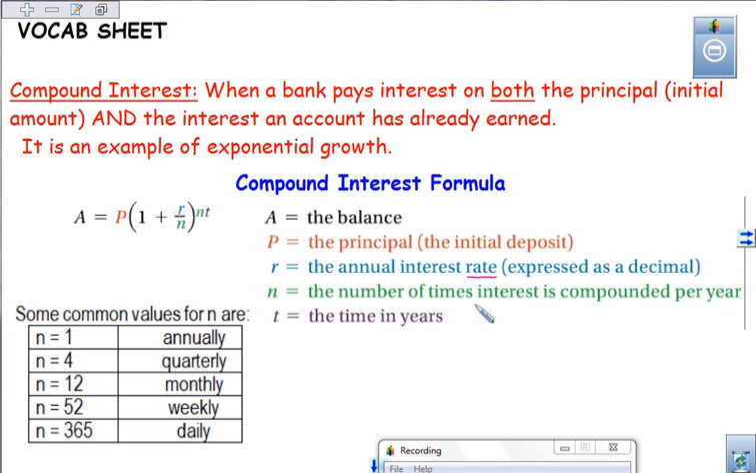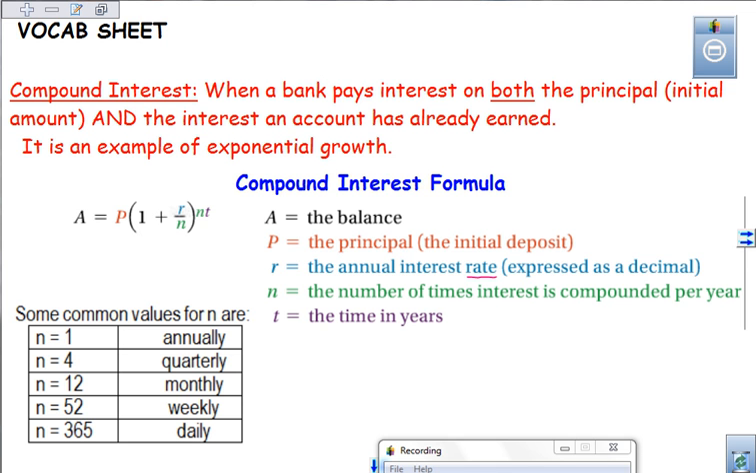Sometimes interest is annual, so that would be where N is 1. Quarterly is 4 times a year. Monthly would be 12. Weekly would be 52. And daily would be 365 times. So T then is going to be the time in years. How many years are you keeping the money in the bank?